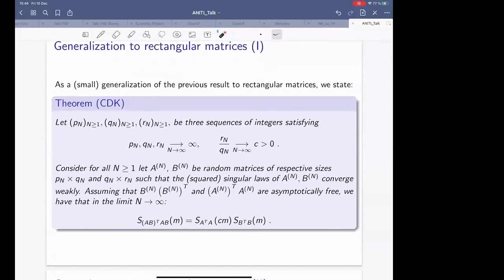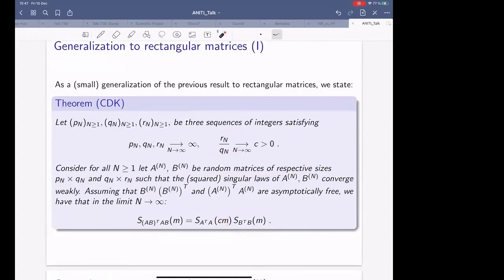Since in our setting we wanted to do products, our Jacobian is a product of rectangular matrices. We need a generalization to the rectangular setting, but this is a small generalization. This is done by us. If you have large random matrices which are free, of sizes P by Q and Q by R, such that all the sizes go to infinity and the ratio goes to C, then assuming everything is asymptotically free, we have in the limit something that is not exactly the product: you have this additional constant C here.